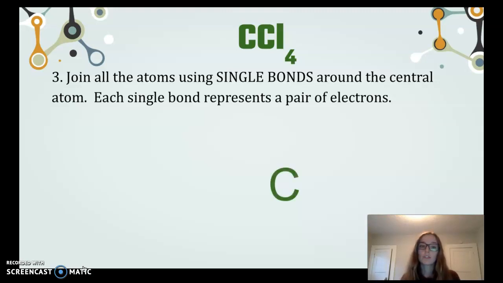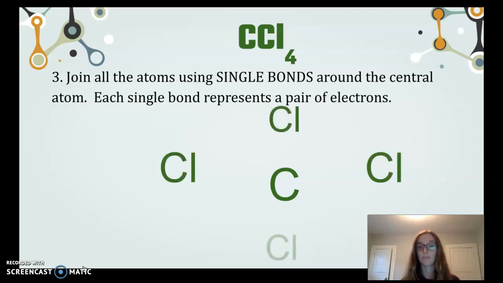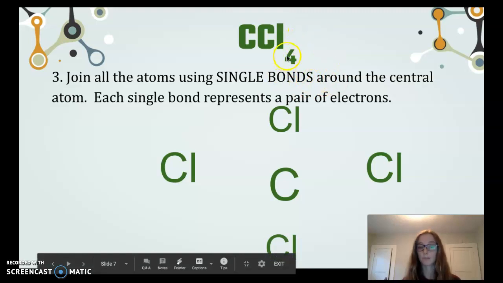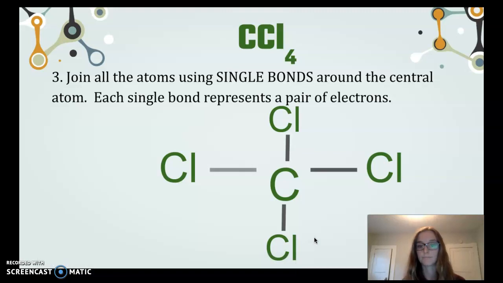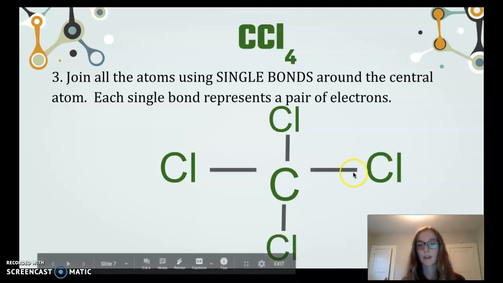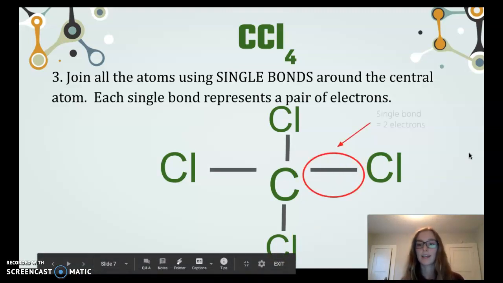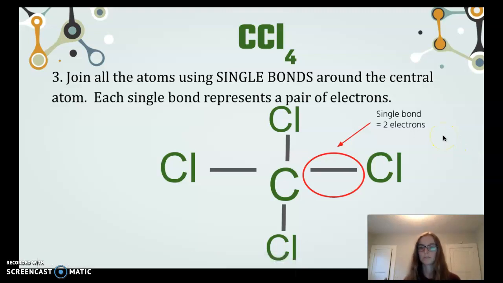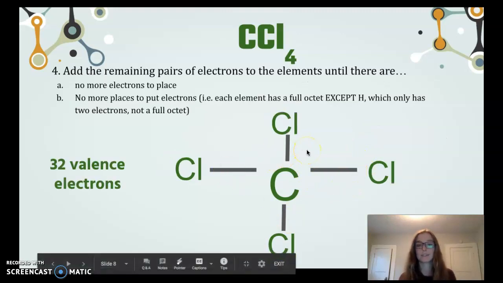My next step is to join all of these atoms using single bonds. So I have 4 chlorines because I have the subscript 4 there. And then I need to add my single bonds to connect them. Single bonds we represent with just a line. And again, each of these single bonds represents 2 electrons. So thus, so far I have 2, 4, 6, 8 valence electrons showing.